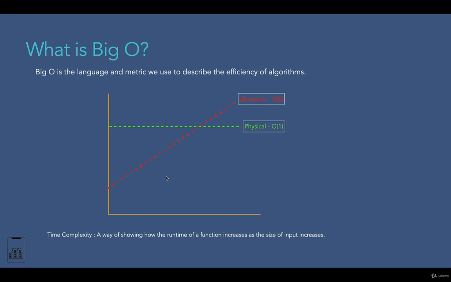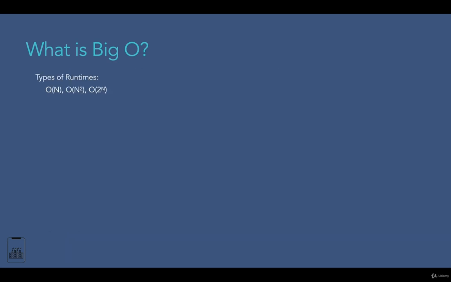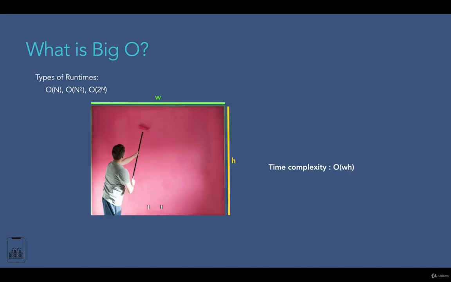Now there are various types of runtimes such as O(n), O(n squared), or O(2 to the power of n). For instance, to paint an area of w meters wide and h meters high, the runtime could be described like this, O(wh). Some algorithms are faster when the input is small. However, they become slower when the input gets larger.